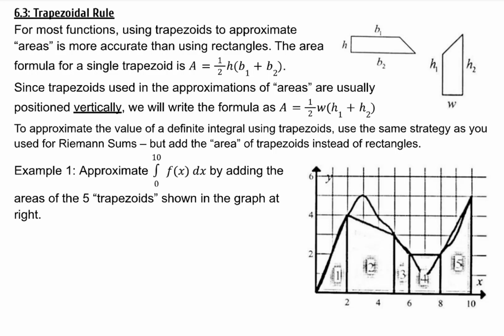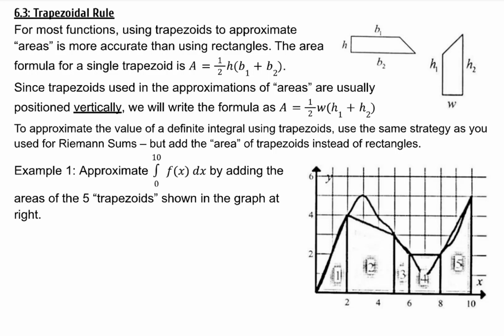For most functions, using trapezoids to approximate areas is more accurate than using rectangles. The area formula for a single trapezoid is 1/2 height times the sum of the bases. Since trapezoids used in the approximations of areas are usually positioned vertically, we will write the formula as 1/2 times the width times the sum of the heights.